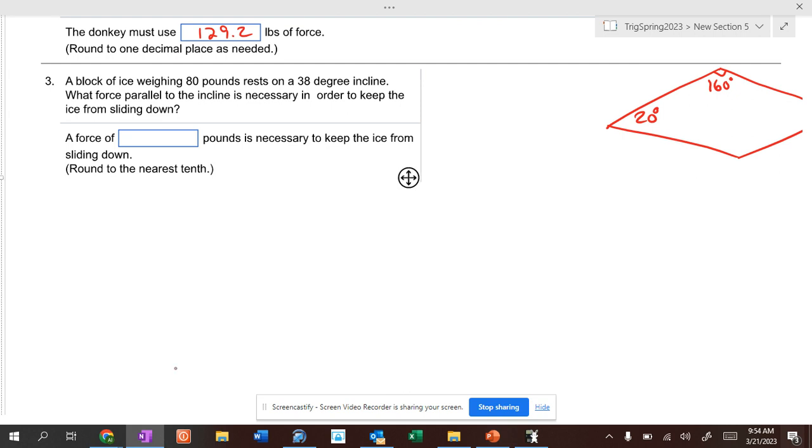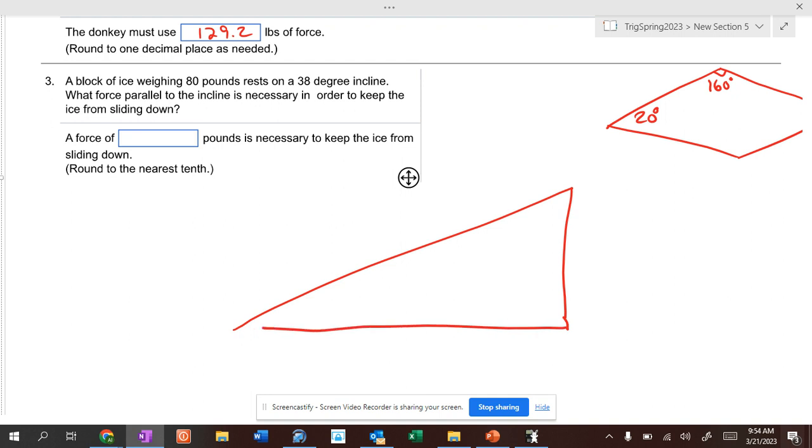All right. Now, this is not a realistic situation, this last one. But let's say this was a realistic situation. A block of ice weighing 80 pounds is sitting on an incline of 38 degrees. We all know it would be sliding right down the incline. So there must be a lot of friction keeping that ice where it's at.